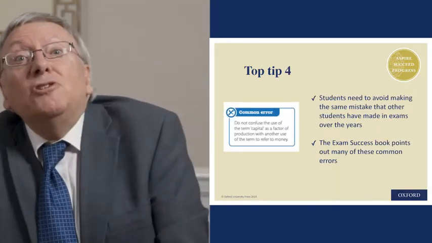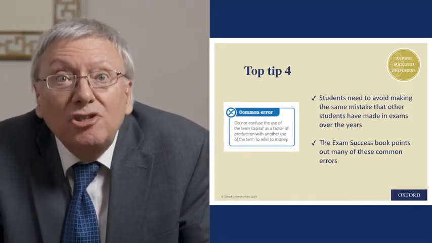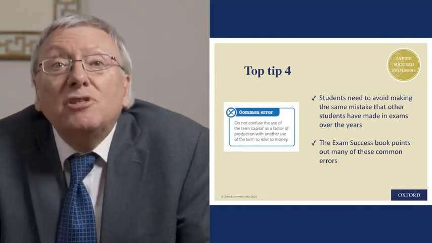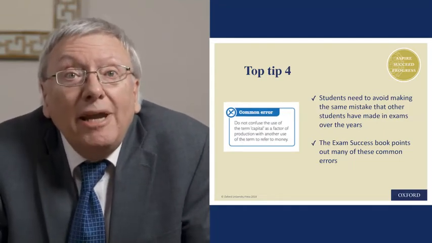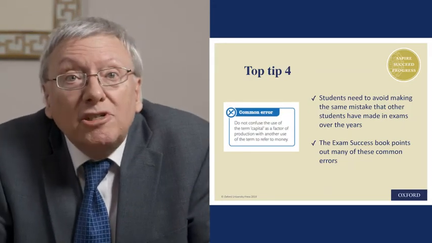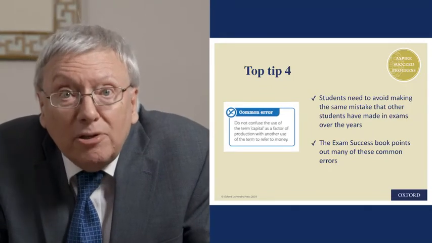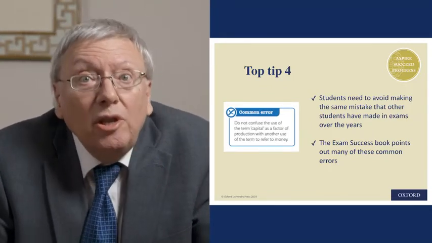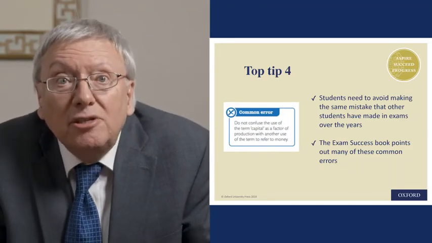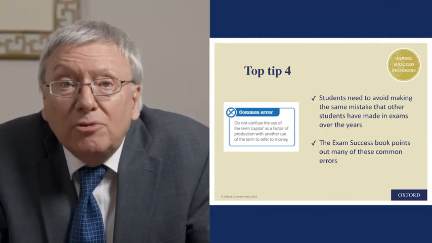Top tip 4 is that students need to avoid making the same mistake that other students have made in exams over the years. The exam success book points out many of these common errors. For example, on page 10, in the common error section, it states, "Do not confuse the use of the term capital as a factor of production with another use of the term to refer to money." This is a common mistake which is often made by students in exams.